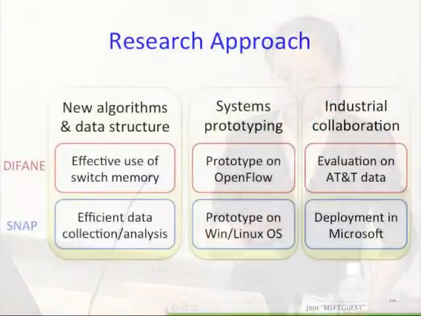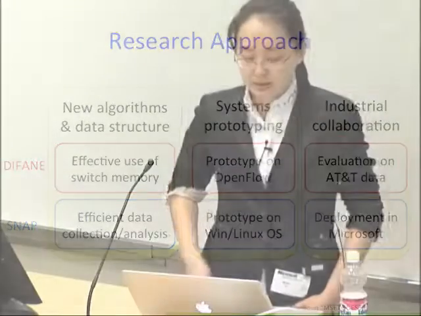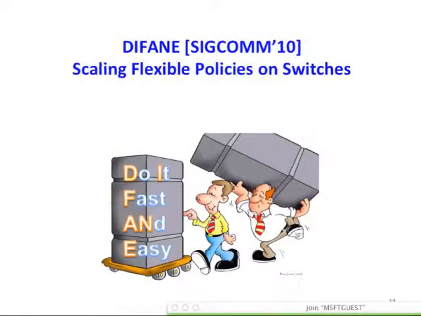Finally, we hope to really make real-world impact with these prototypes, so we actually collaborate with industry. For DIFANE work, we collaborate with AT&T and try to evaluate our prototype using its network configuration data. And for SNAP work, we work with the Bing group in Microsoft and have already deployed this tool in the production data center in Bing. So first, let me talk about DIFANE. DIFANE's basic problem is how do we scalably enforce flexible policies on the switches?